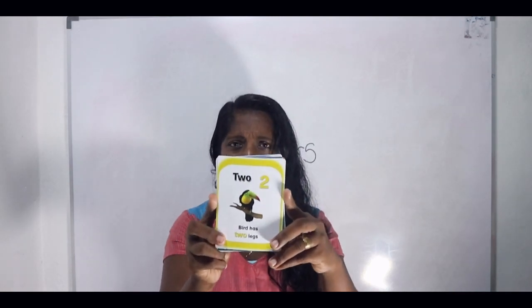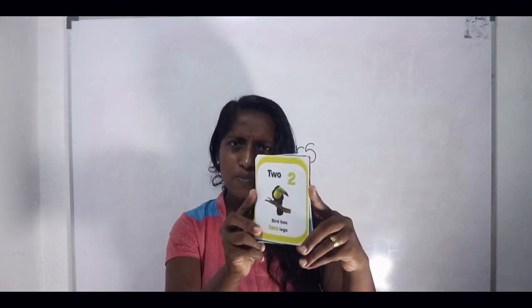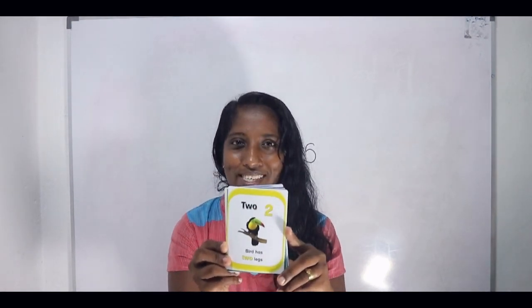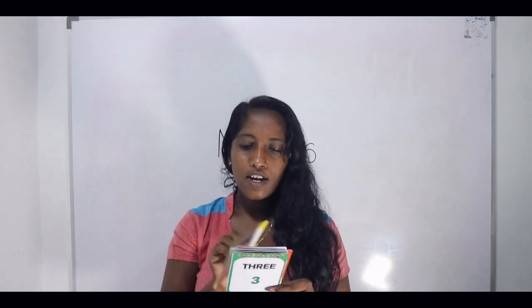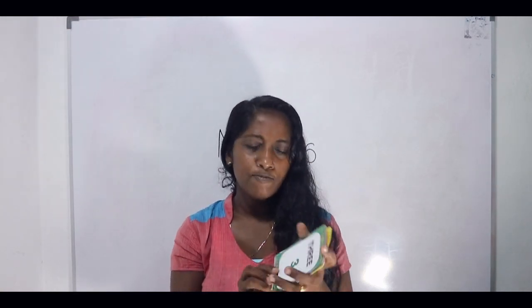So, how many legs is this bird having? This bird has 2 legs. කුරුල්ලට කකුල් කීයද? 2යි. This bird has 2 legs. කුරුල්ලට තියෙනවා කකුල් 2ක්. Right. What is this?